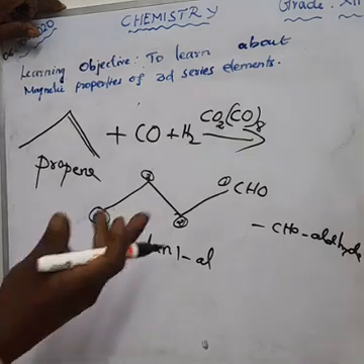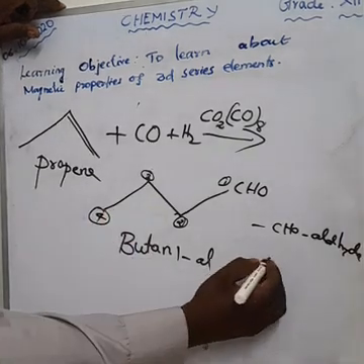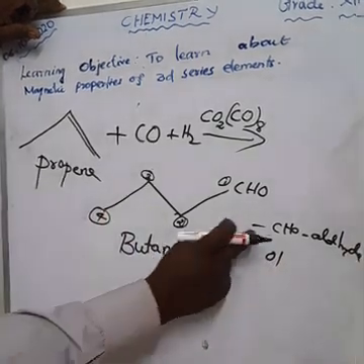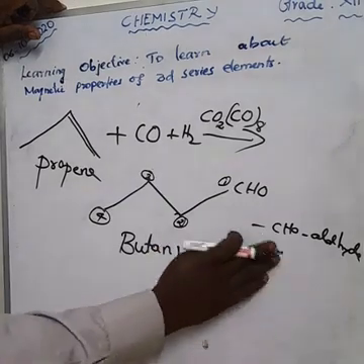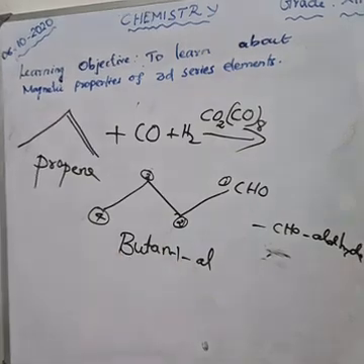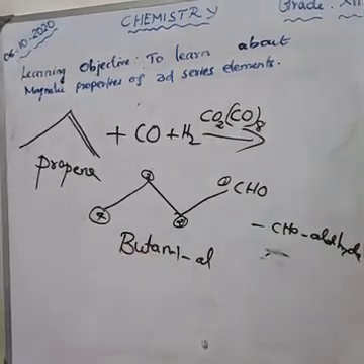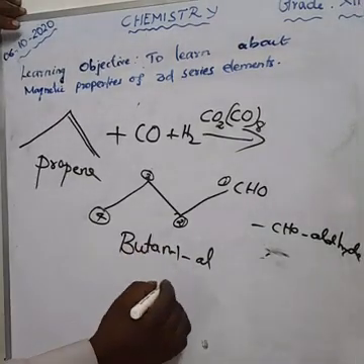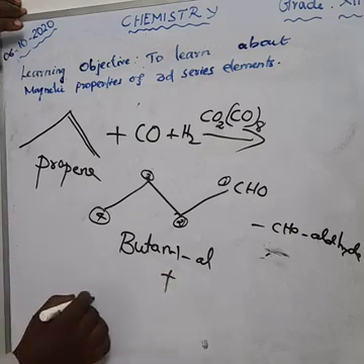For example, for alcohol we add OL, and for aldehyde we add AL. So what's the name of the compound? Butane 1-al. And also, one more product is obtained.